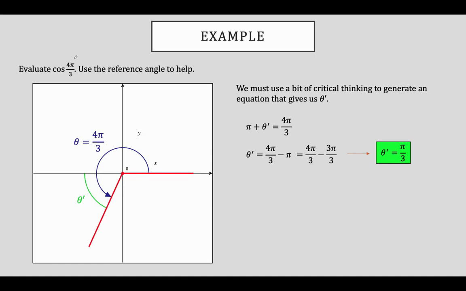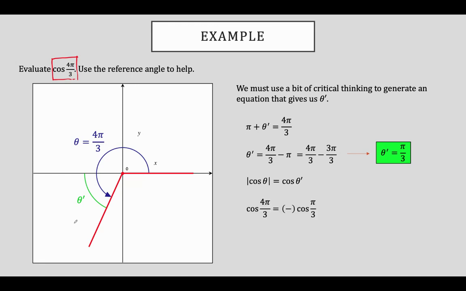So, in the end, our goal is to evaluate the cosine of 4 pi over 3. We can do so by evaluating the cosine of our reference angle and then affixing the appropriate sign, because we know that the magnitude of the cosine of 4 pi over 3 has to equal the cosine of our reference angle, pi over 3. In this case, however, we know that the cosine of 4 pi over 3 must be a negative quantity, because the angle 4 pi over 3 is in the third quadrant, and cosine corresponds to the x-coordinate, so the x-coordinate has to be negative.